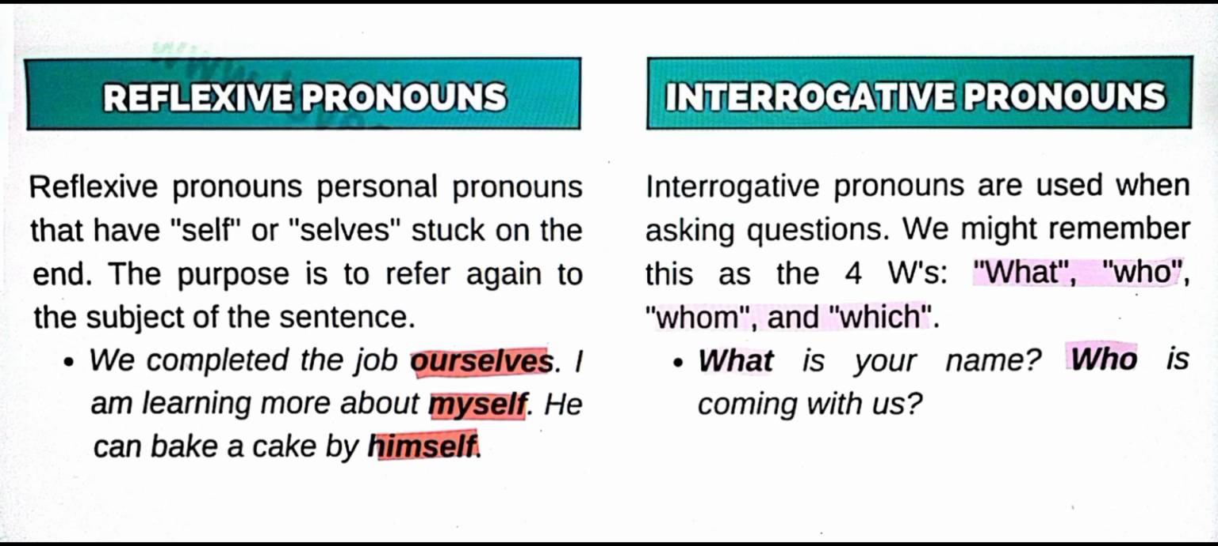Here, ourselves refers back to the pronoun we. Next example, I am learning more about myself. In this example, myself refers back to the pronoun I. Next, he can bake a cake by himself. In this sentence, himself refers back to the subject he.